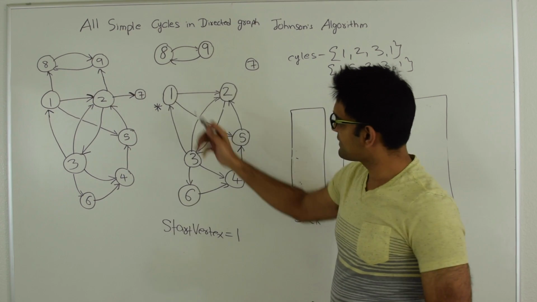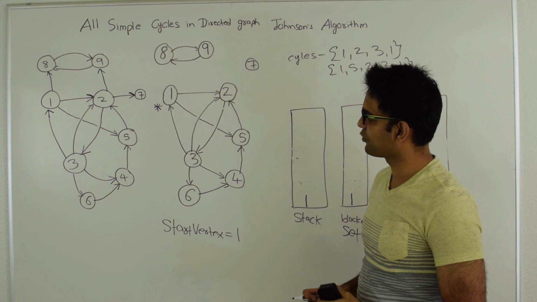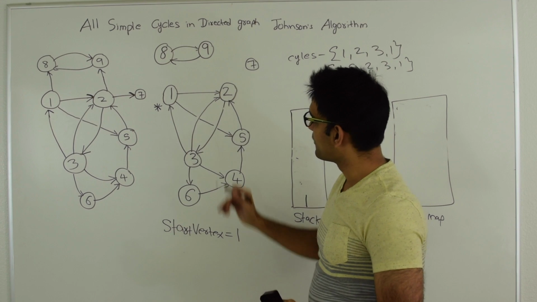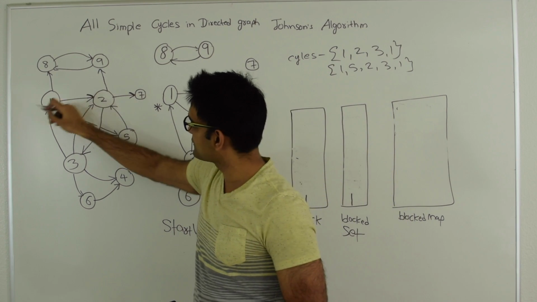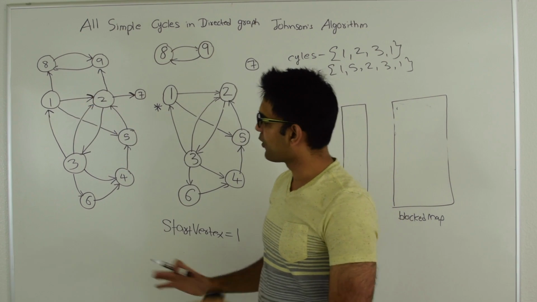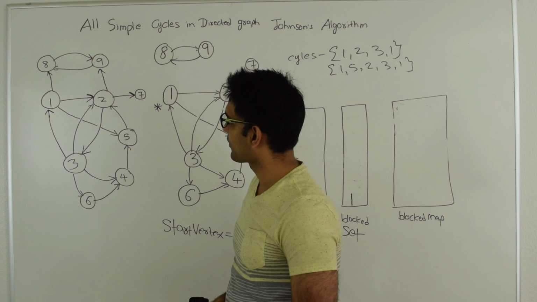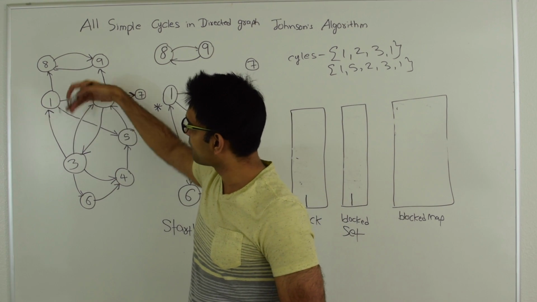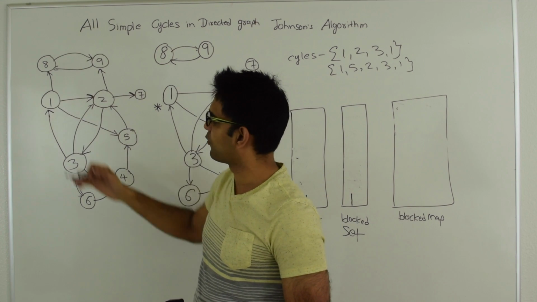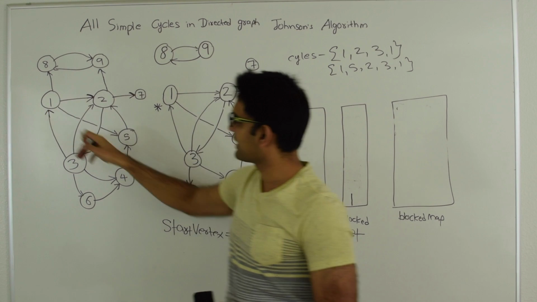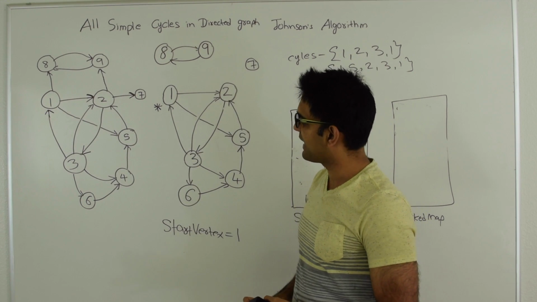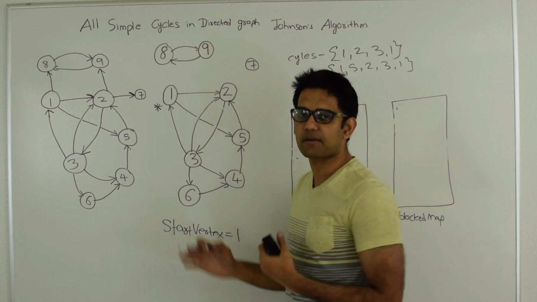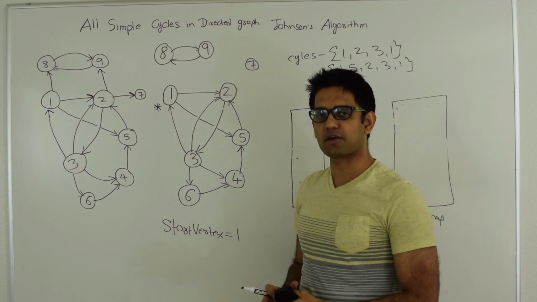So after we are done dealing with 1, the next thing we do is we remove 1 from my original graph as if 1 never existed before. So we remove 1, we remove all the outgoing and incoming edges from 1 and just delete 1 and act like 1 never existed, and then repeat the entire process again. So let's do that quickly.